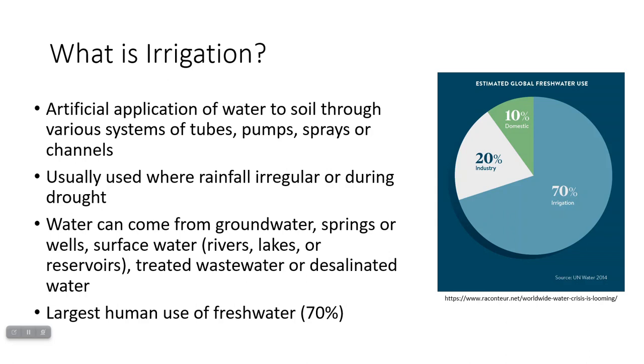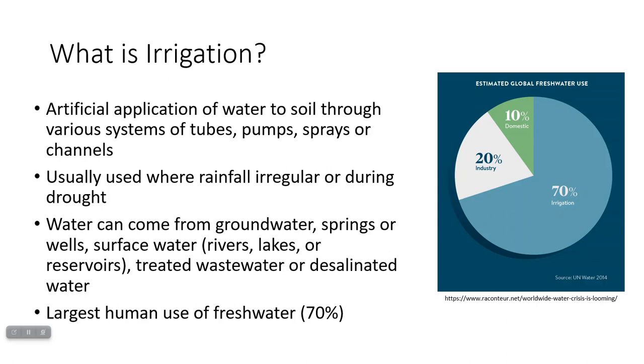You can use pumps, sprays, channels, and usually you use this where you don't get regular rainfall necessarily, or during droughts. Although a lot of places will have a setup for irrigating their crops unless they're in a particularly rainy area. The source of water can make a big difference as to the impacts of the irrigation technique.